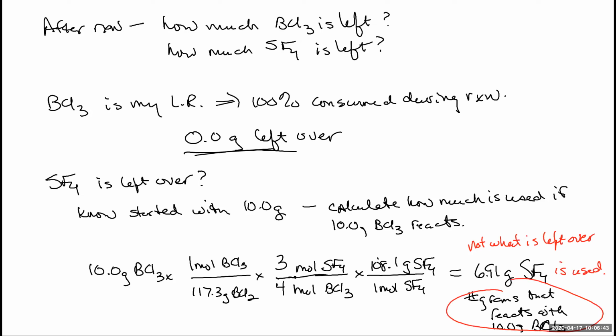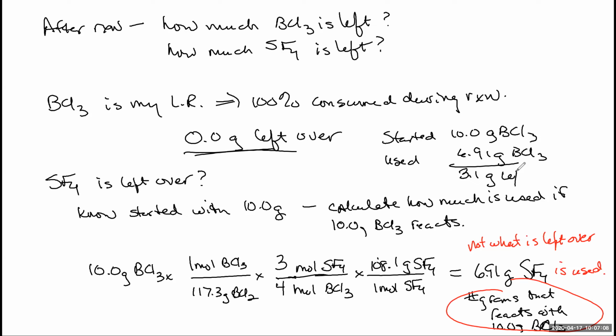So how do I figure out what's left over? To figure out what's left over, I have to look at how much I started with. I started with 10.0 grams. This calculation tells me that I used 6.91 grams. So how much is left over? I have to do the subtraction. So if I subtract, I'm going to get 3.1 grams left over.